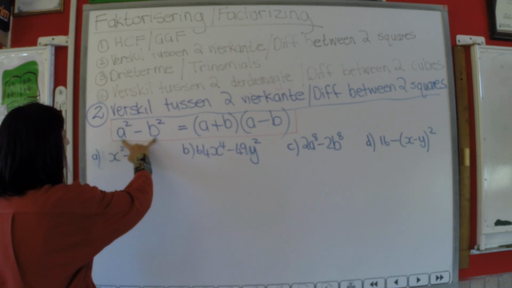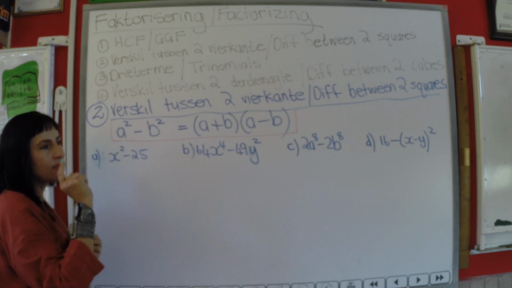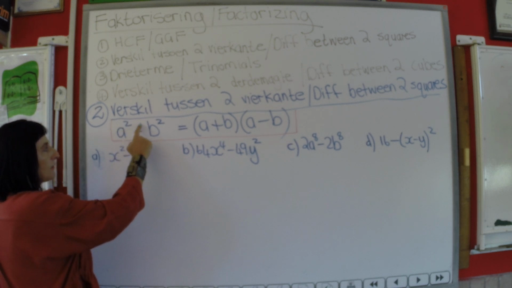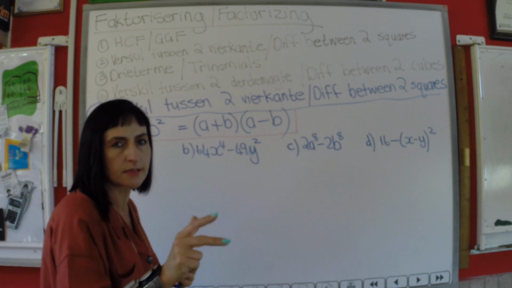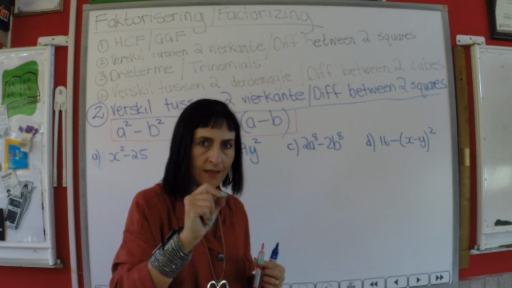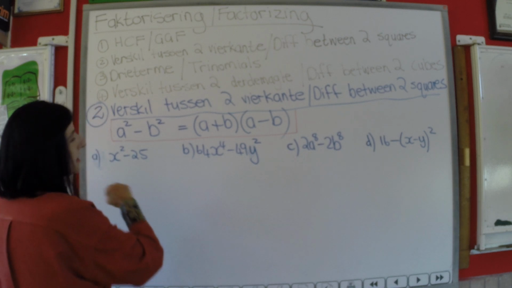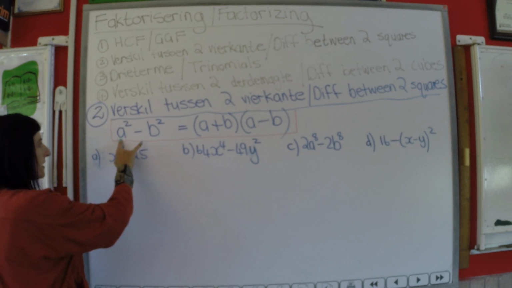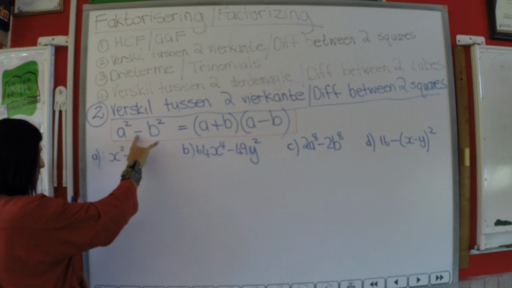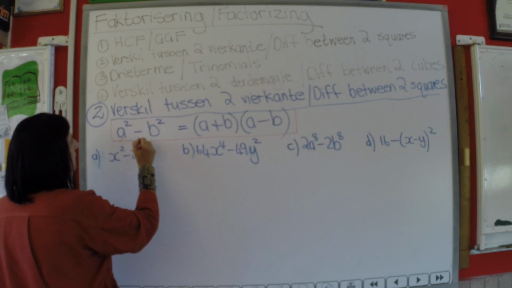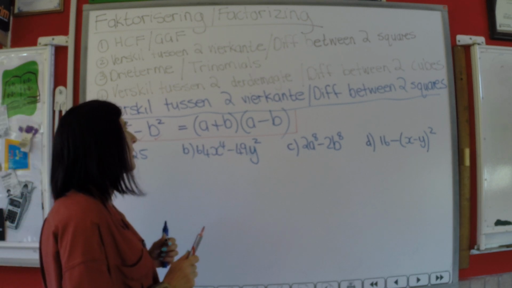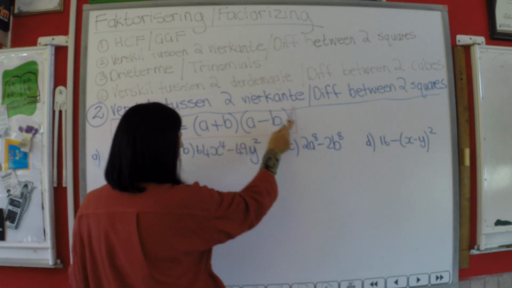I look for two squares, and then the other thing that I look for is the difference sign, die verskilteken, die minusteken. Those three things must be there. If it's not there, then it is not the difference between two squares. So ek gaan kyk, vierkant ja, minus yes, all three things are there, en dan alleenlik dan. Then I can make my two brackets.